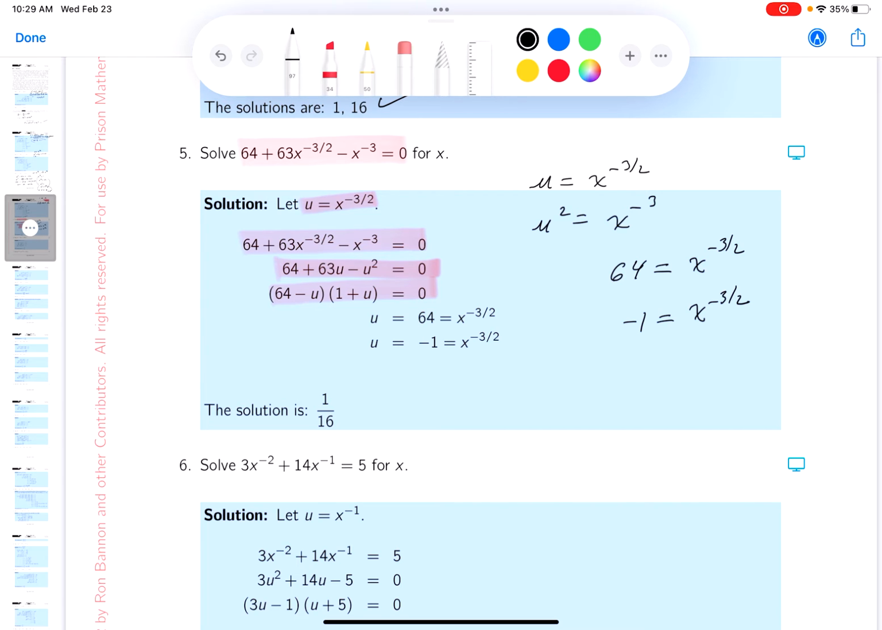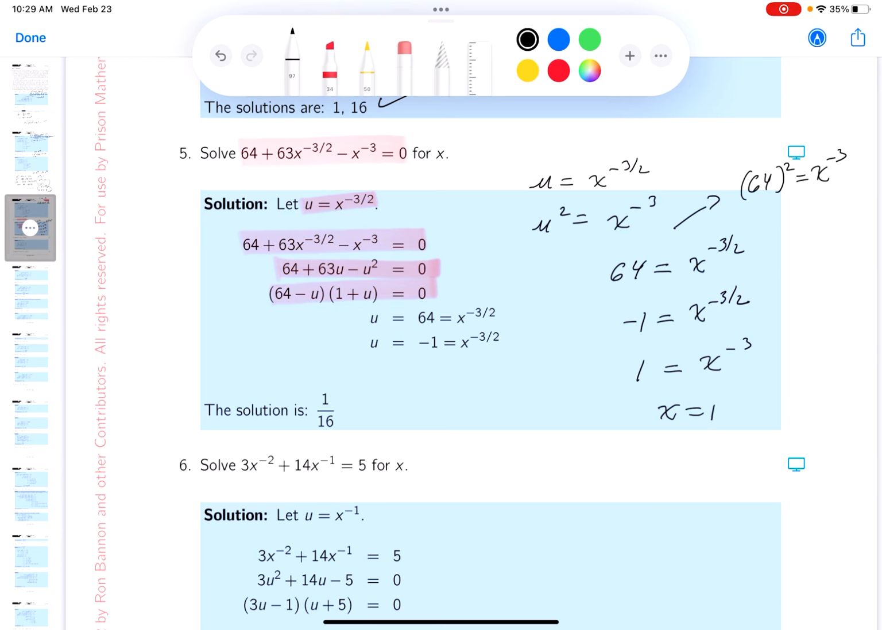And what do you get? You get 1 equals x to the minus 3. And that means x equals 1. All right, let me do the other one. And if you do that whenever you get 64 squared equals x to the minus 3.